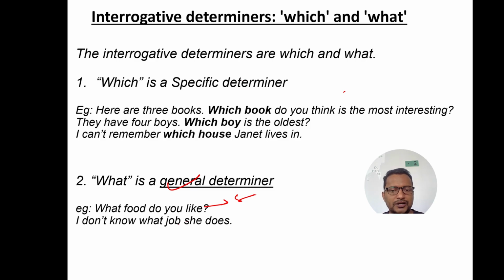I don't know what job she does. She could do engineering, medical, construction, accounting, whatever it is, right? So we don't know. But "I don't know which job she does, either accounting or engineering", because you are choosing between accounting and engineering. But in this context, there are no options given. That's why "what".